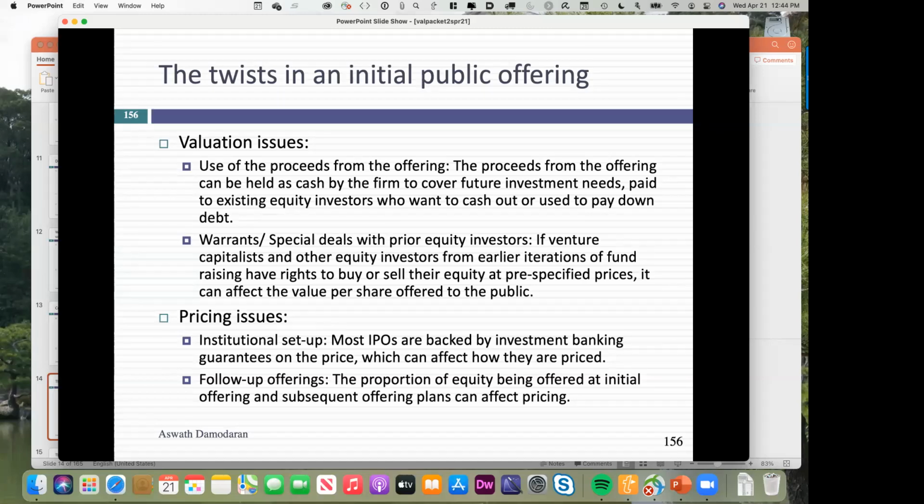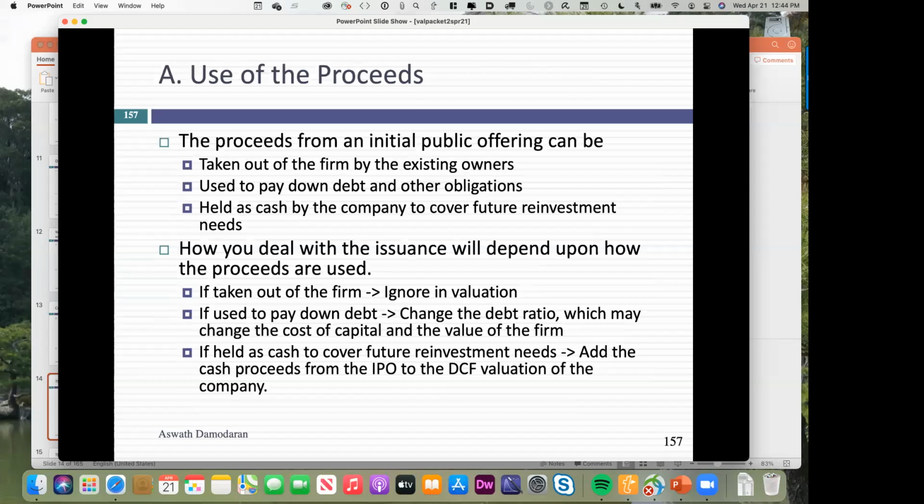And the second is a question of follow-up. Not only do you need to know how much is being offered on the opening trading day, but what the owner's plans are for issuing more shares 6 months from now, a year, because how you price the offering can be affected by those choices. So let's start with what the proceeds of an offering can be used for.